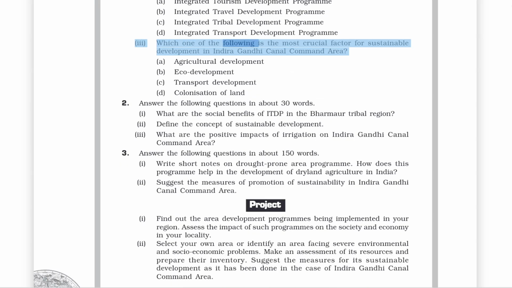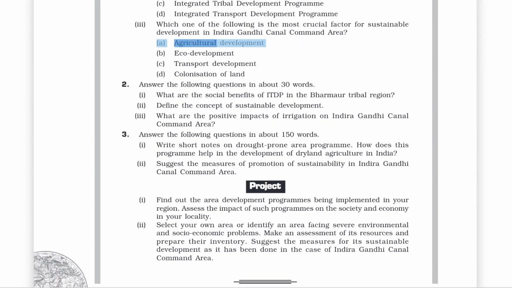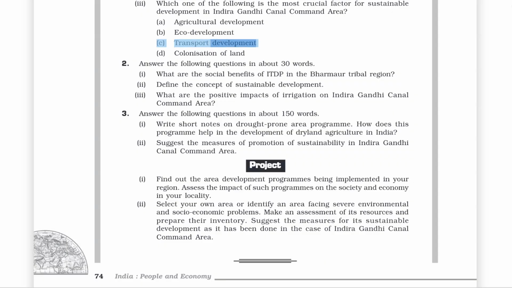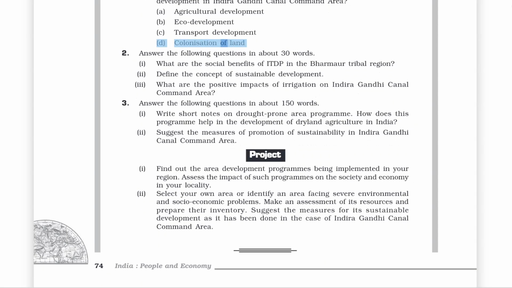3. Which one of the following is the most crucial factor for sustainable development in Indira Gandhi Canal Command Area? A. Agricultural development. B. Eco-development. C. Transport development. D. Colonization of land.